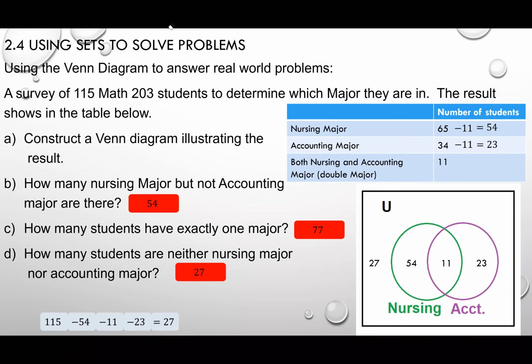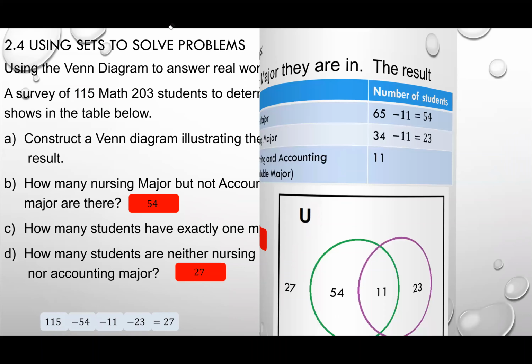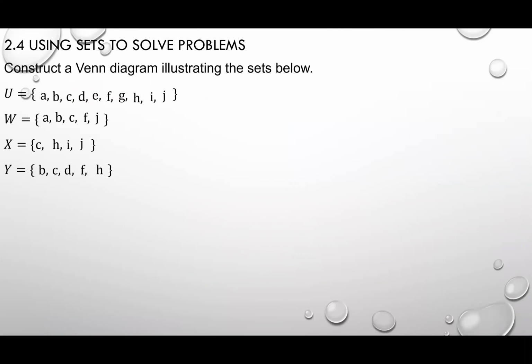Let's take a look at the next thing we have, which increases the difficulty. If you look at this thing here and compare it to the previous one, we have a set of 3 sets, right? We have a W, an X, and a Y set.